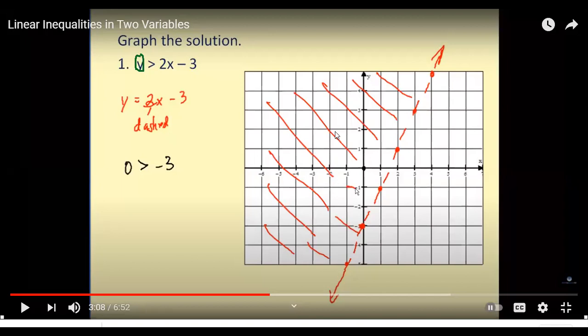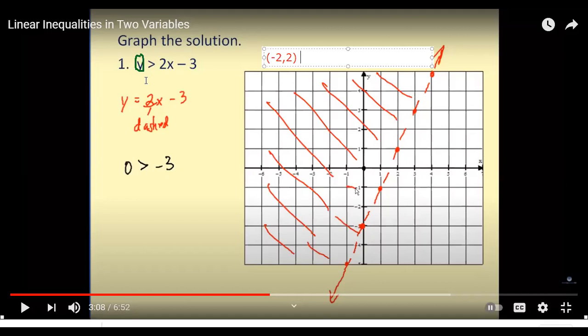No, it will not. Any point belonging to the shaded part or the shaded region will satisfy the inequality, it will be a solution. You told me negative 2 and 2, right? Yes. We will check now. Negative 2 and 2, will it be a solution or not?